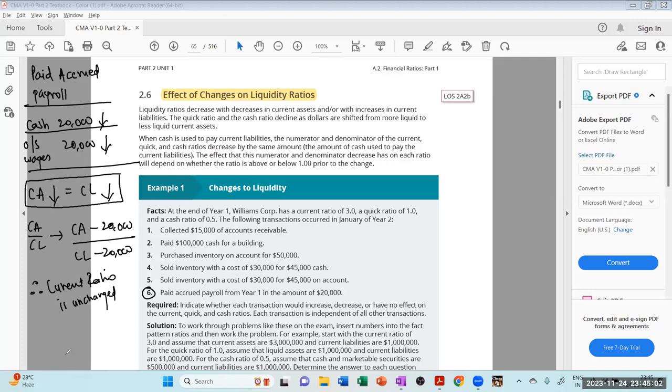Right? Yes or no? I mean, yes sir, prima facie, it appears to be unchanged. Right?